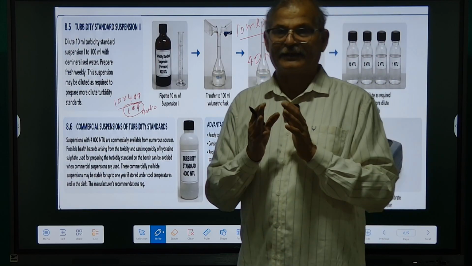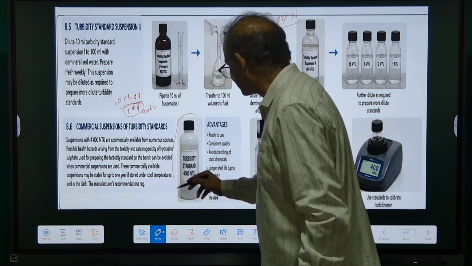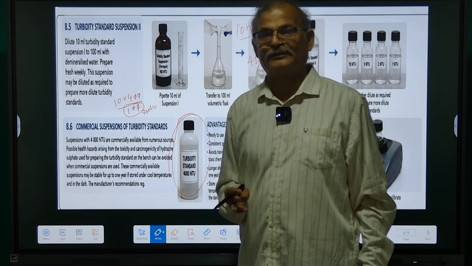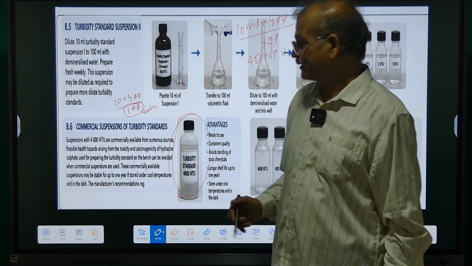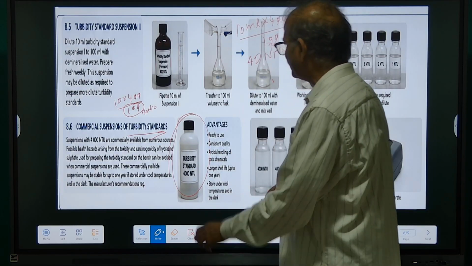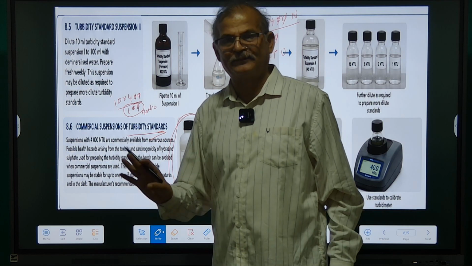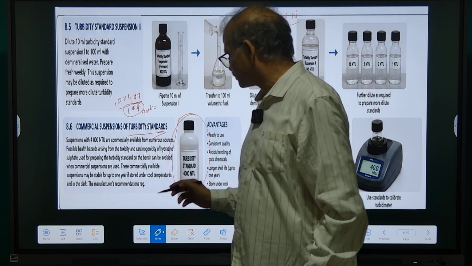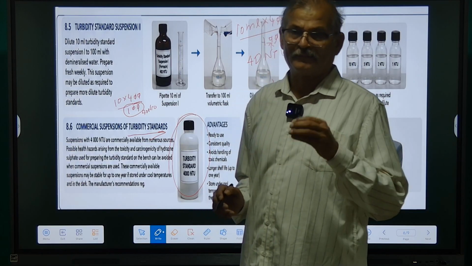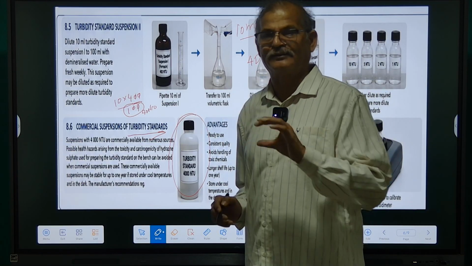Or if we are not preparing in the laboratory, we can directly purchase this turbidity standard solution of 4000 NTU, 400 NTU, 10 NTU; these are all available. We can procure them for standardization from the market, from the chemist, and keep them in the laboratory. Before testing, we should standardize our equipment with this standard solution. With that, again we can prepare 40 NTU, 20 NTU, 1 NTU as required.